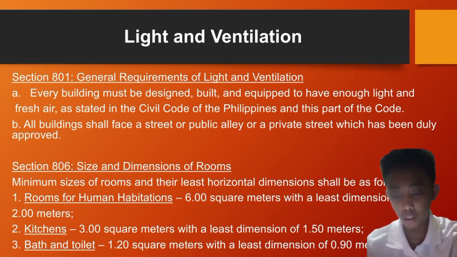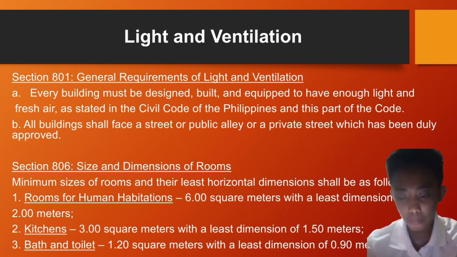Article 801, General Requirements of Light and Ventilation. Subject to provision of the Civil Code of the Philippines on easement of light and view and the provision of this part of the code, every building shall be designed, constructed and equipped to provide adequate light and ventilation. All buildings shall face a street or public alley or a private street which has been duly approved.